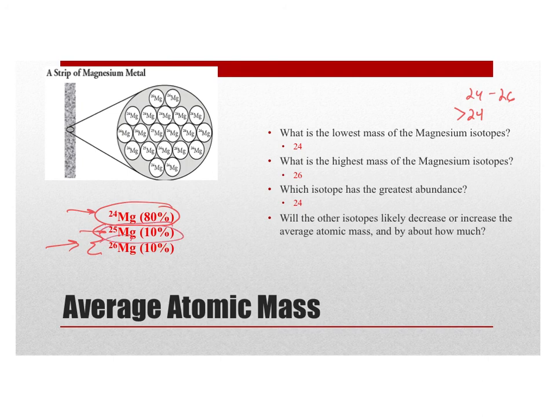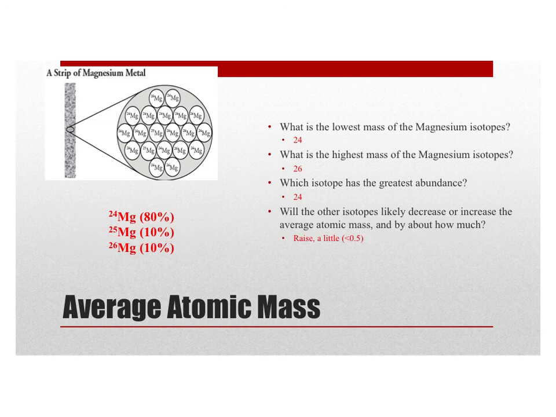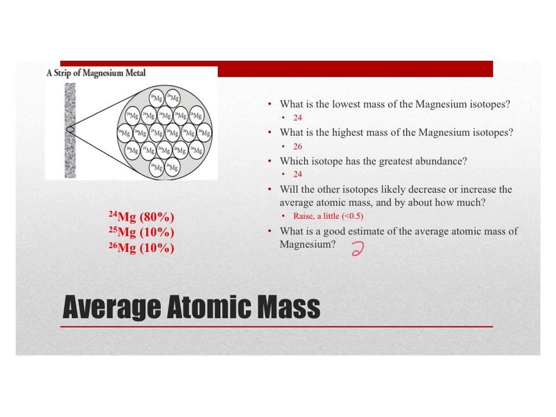These are 1 and 2 AMUs bigger than the 24. So 25 and 26 are 1 and 2 bigger, but they make up a really, really small amount of the total abundance. 10% is this and 10% is that. So I'm going to say it's probably just a little bit greater than 24. So a good estimate then, maybe like 24.3 would be a good one. Less than half.